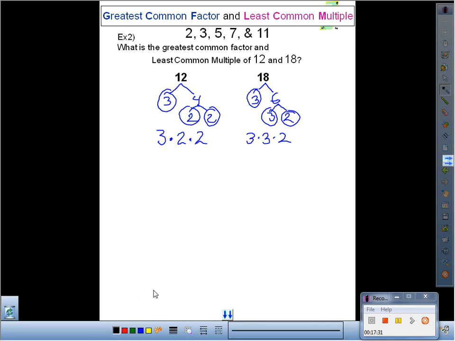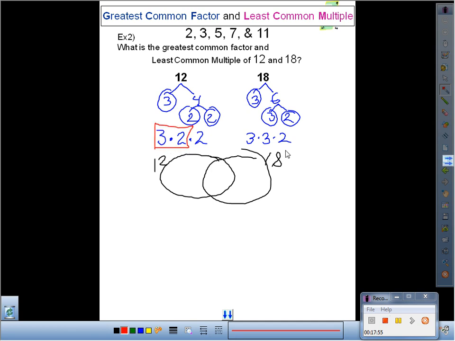Now let's draw a Venn diagram. 1 potato, 2 potatoes. Label this one instead of Jordan. This is for 12, and instead of me, this is 18. So, with red, what is the same here and here? Both of them have 1, 3, and 1, 2, don't they? So therefore, that goes here. So my GCF is what? 6. Okay, so we're done with that.